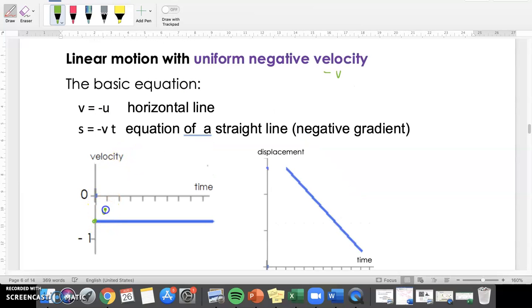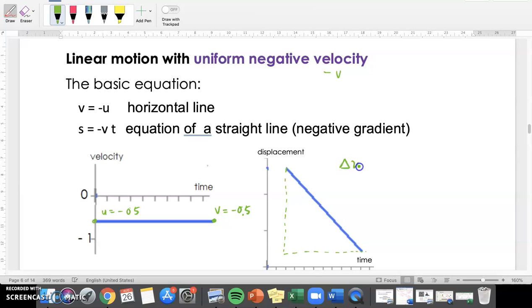Let's say this is u equals minus 0.5, and the v is also the same value, so that's minus 0.5 as well. So your line is now below the x-axis, right? Because it's negative. When v equals minus u, that is what you get. So when s equals minus vt, it's a negative gradient. As usual, you can use the calculation method, or you can draw the triangle thingy.